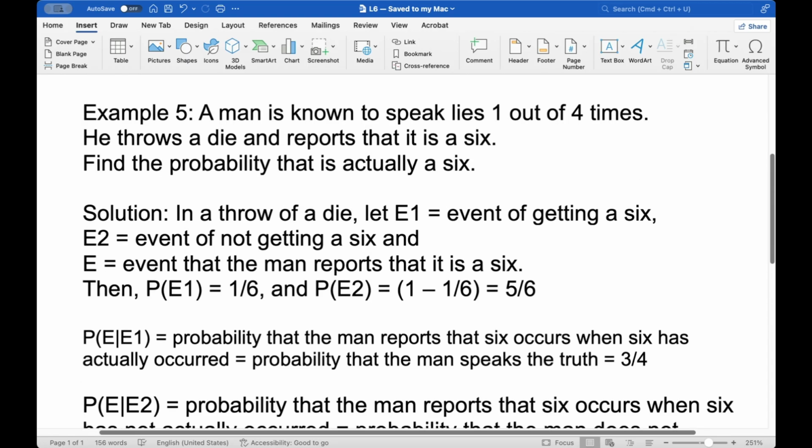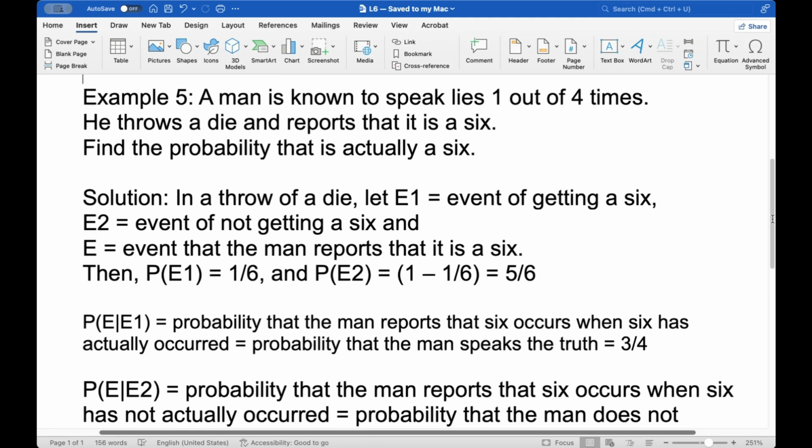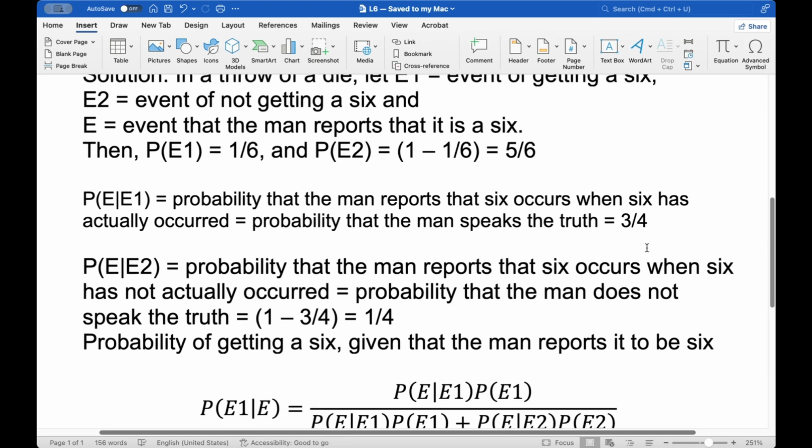I suppose I have that from the opposite point of view. It's still correct, but we were told that he lies 1/4 of the time. So the probability of telling the truth is 1 minus 1/4, which is 3/4, and the probability of lying is given as 1/4.